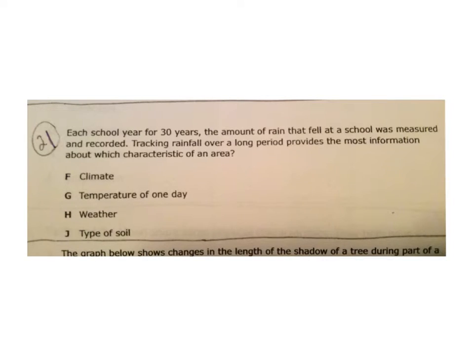21. Each school year for 30 years, the amount of rain that fell at a school was measured and recorded. Tracking rainfall over a long period provides the most information about which characteristics of an area? F, climate. G, temperature of one day. H, weather. Or J, type of soil.